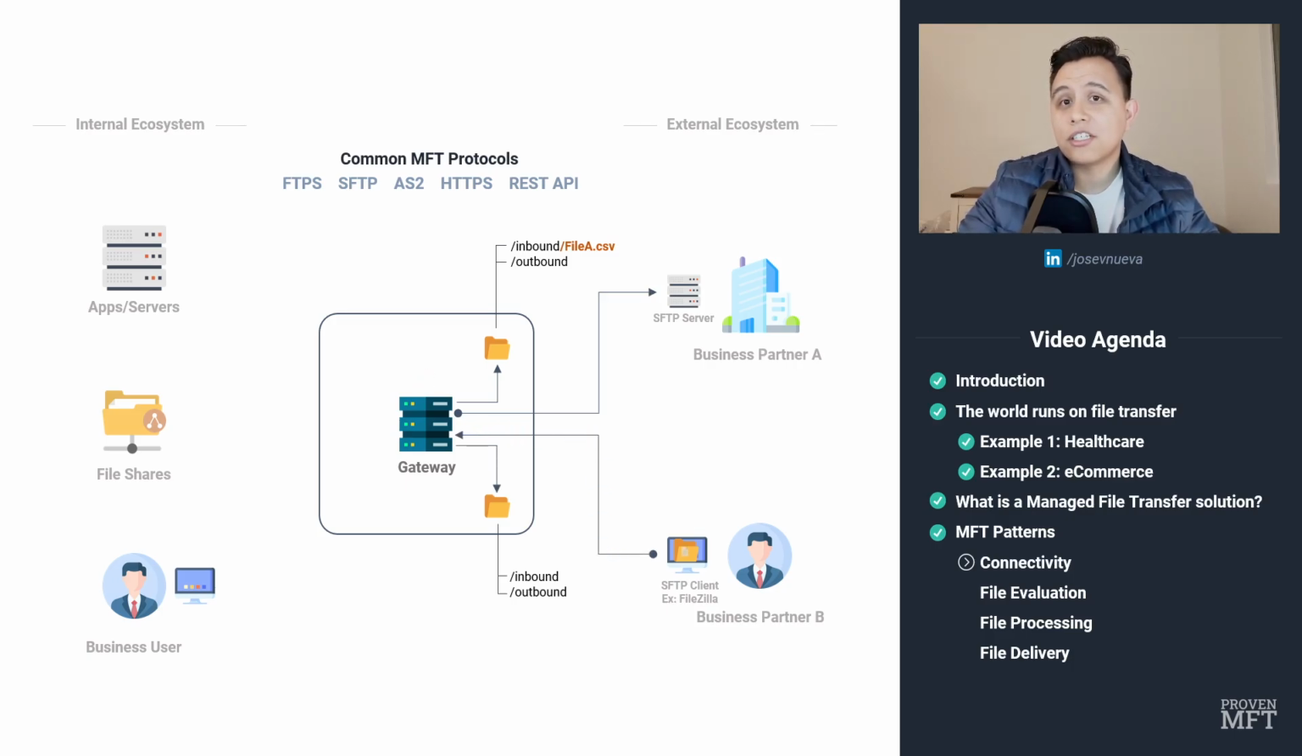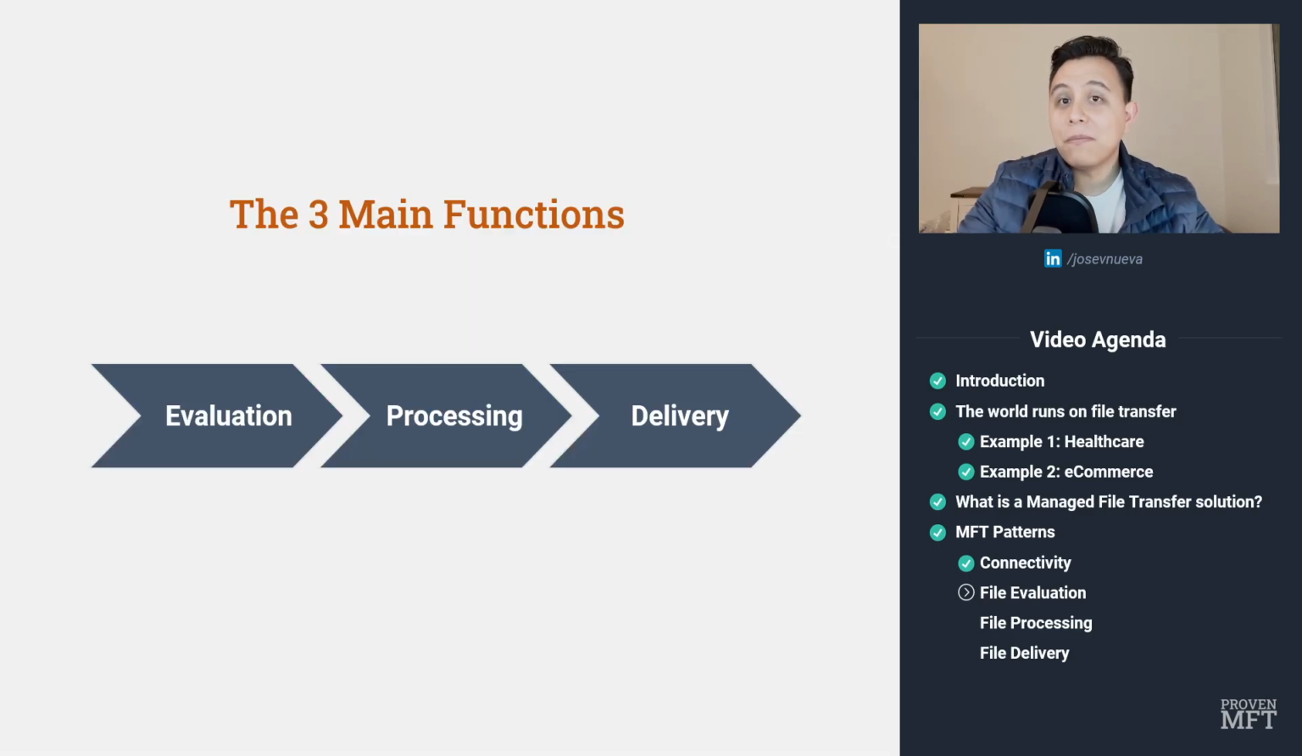So think of this as your external partner initiating a connection to your MFT gateway via SFTP or placing the file there, right? In MFT, this first method is called a pull, and the second method is called a push. I hope that makes sense. Once the file has made it to the post office, aka your MFT gateway, it must be evaluated, processed, and delivered to one or more target destinations. Let's look at the typical evaluation process before we look at the processing and the delivery of the file.